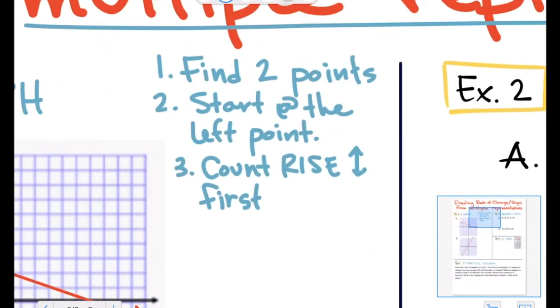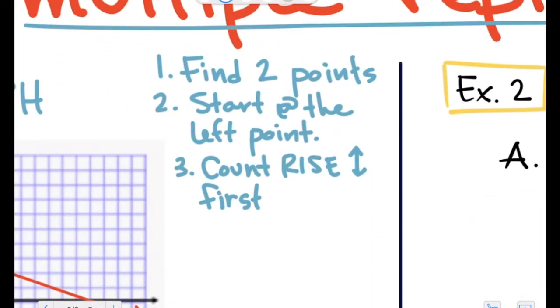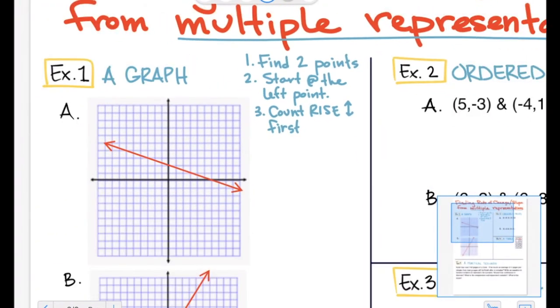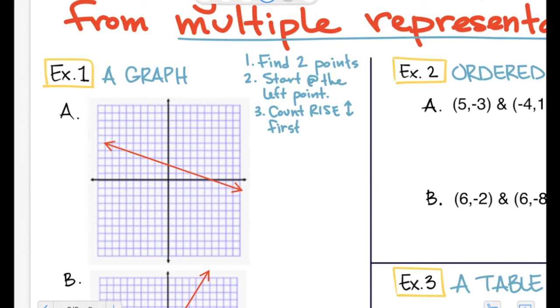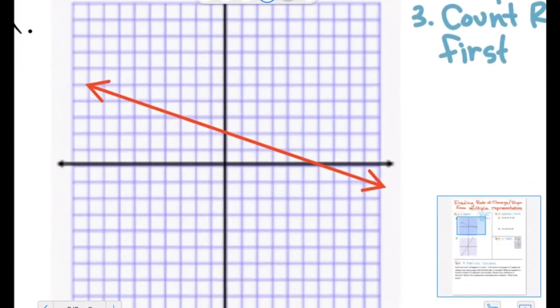I've given you some bullet points here. Find 2 points somewhere along the graph that are easy to name. Don't choose something like 1.2, but identify 2 points. And then what I think is the best rule of thumb to help you avoid careless errors is to always start at the left point and then count rise first, just because up and down is helpful in understanding whether you're going to have a positive or negative slope, a little bit easier than left and right. So it's not a have to, but from my experience teaching, I think those are good rules of thumb.